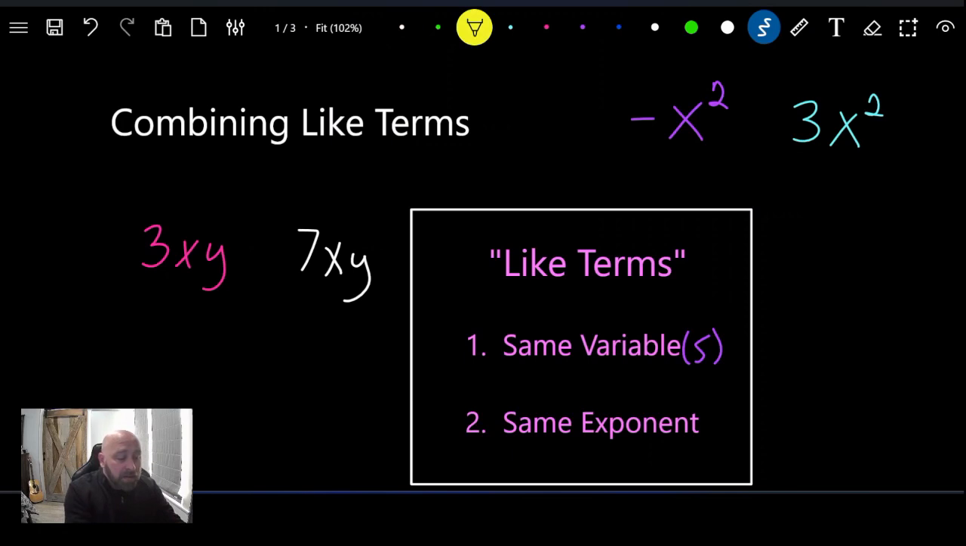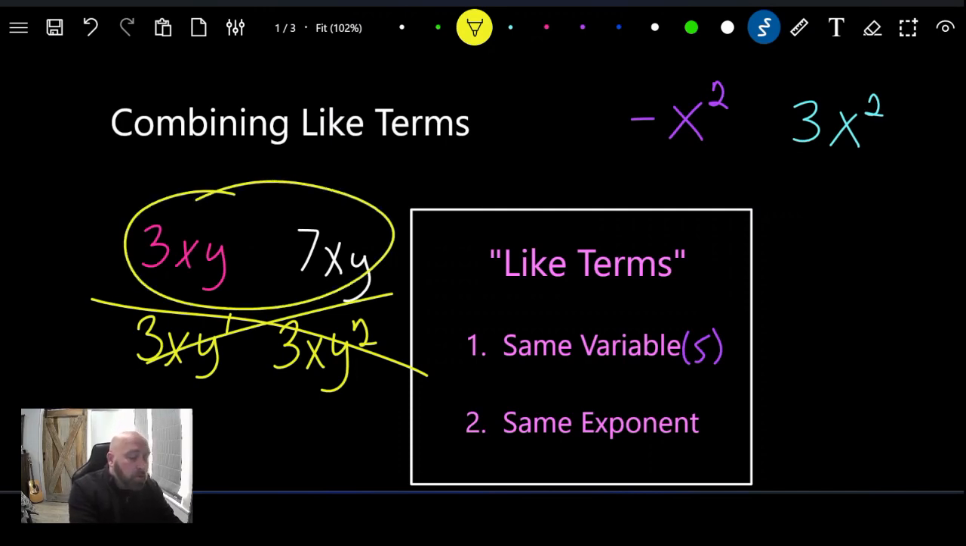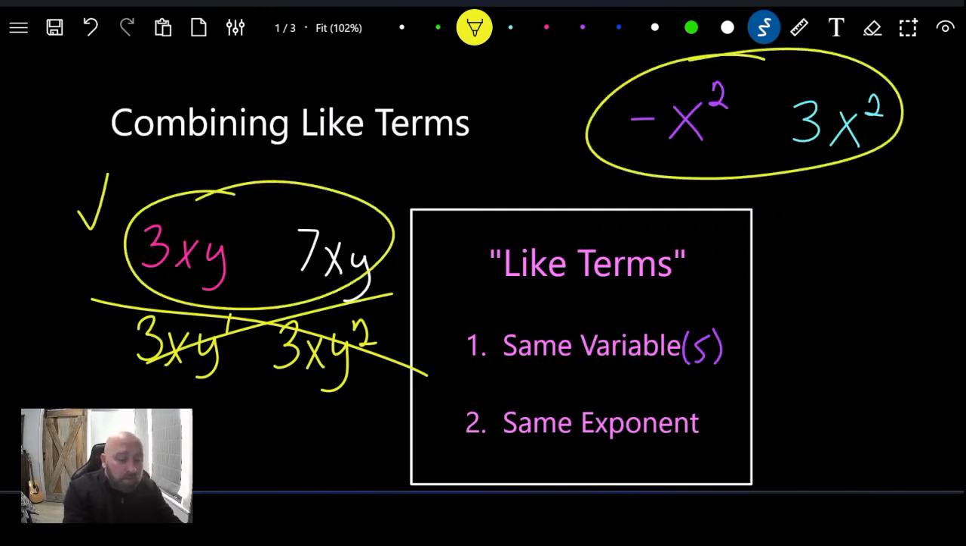Now here's what's not a like term. 3xy and 3xy squared. Those are not the same. Okay, why not? Because notice the same exponent is not true. Because the one has an exponent of, technically, this y has an exponent of 1. We never write that because we don't need to. But the other one has an exponent of 2. So those are not like terms. Okay, so these would not be like terms. These would be like terms. These would be like terms.